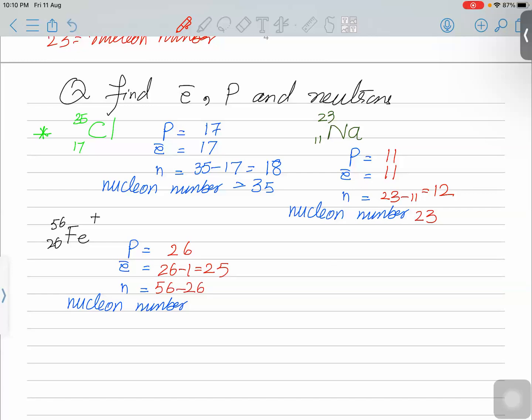Sir, how do you know you only have to subtract one electron and not more? Because charge is plus 1. If you have plus 2 charge, then subtract 2. And if it's minus 1 or 2, then you have to add electrons. Whenever you have negative charge on any atom, it means you have to add electrons. 56 minus 26 is 30 neutrons. Nucleon number 56.